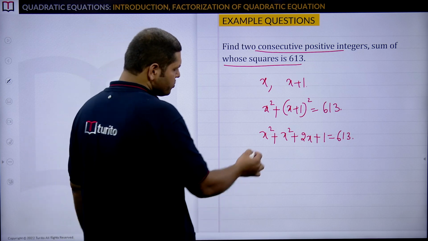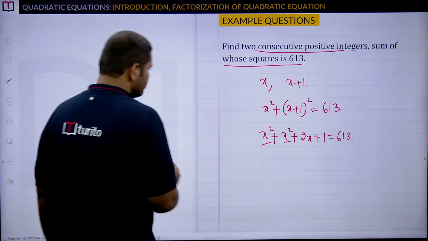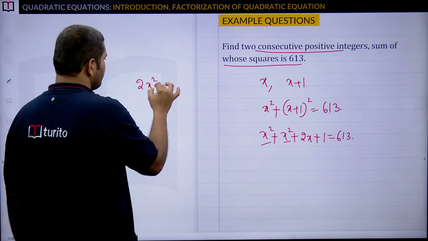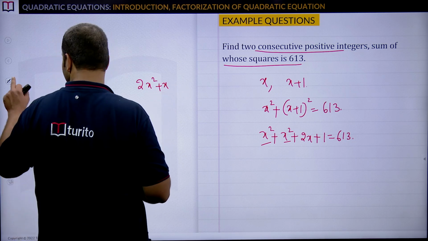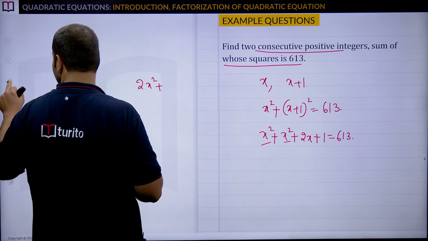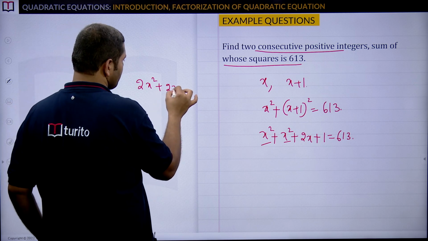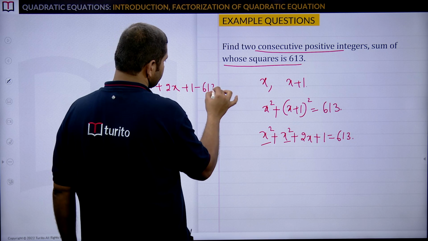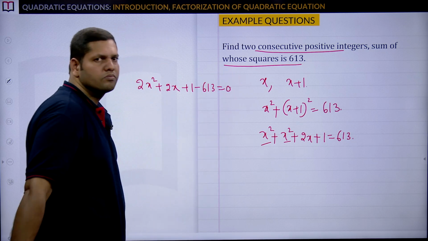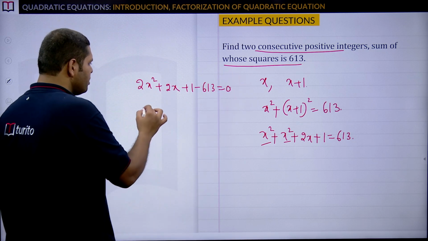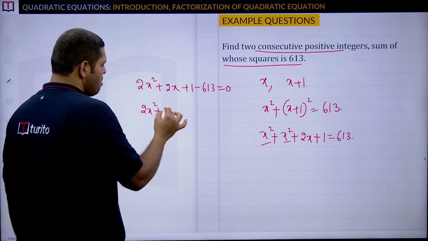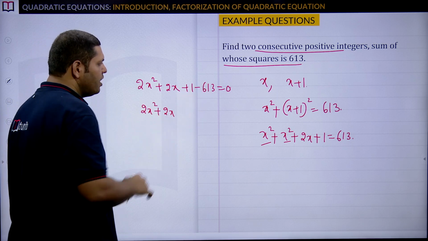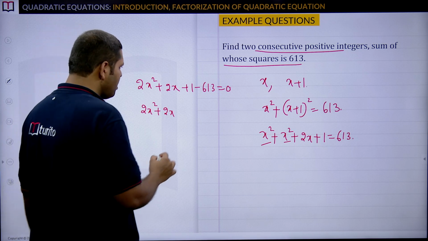Now, children, here is x square plus x square, so I can say 2x square, and plus 2x, and plus 1, minus 613 equal to 0. Now, children, this is 2x square plus 2x plus 1 minus 613, so I can say minus 612.